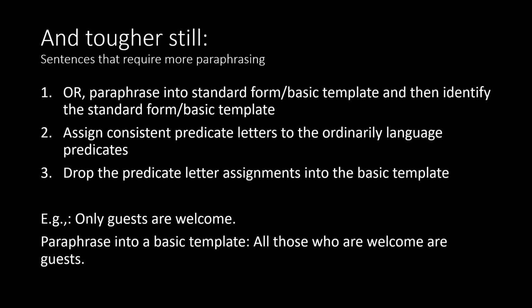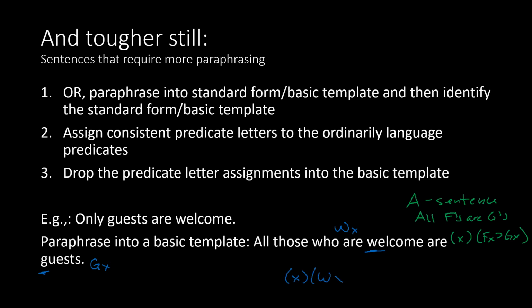So all those who are welcome are guests is an A type sentence. That's an all F's are G's sentence, and those get translated this way. If we can identify the form correctly and paraphrase the sentence correctly, then we simply need to identify our predicates. Here, let's use WX as X is welcome and GX as X is a guest. Using this method, we just drop these predicate letter assignments into the basic template, and that means we get a translation that looks like this.